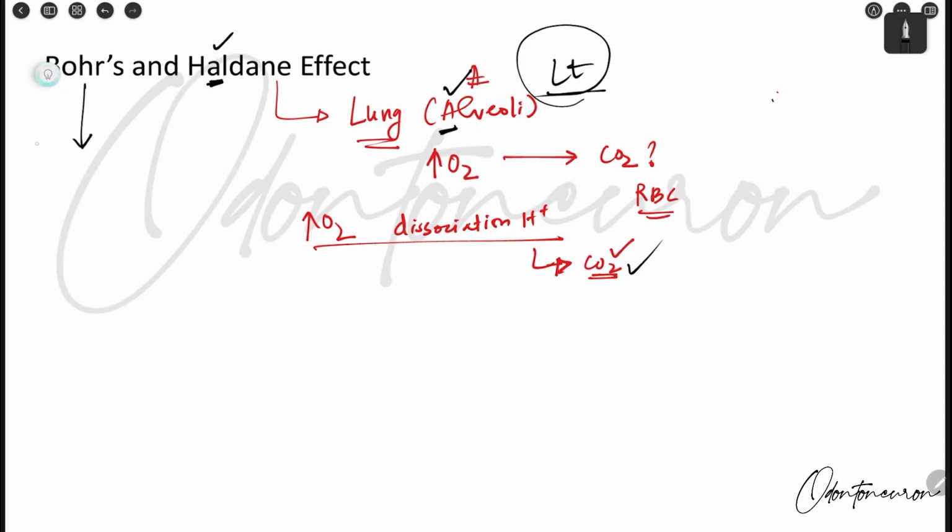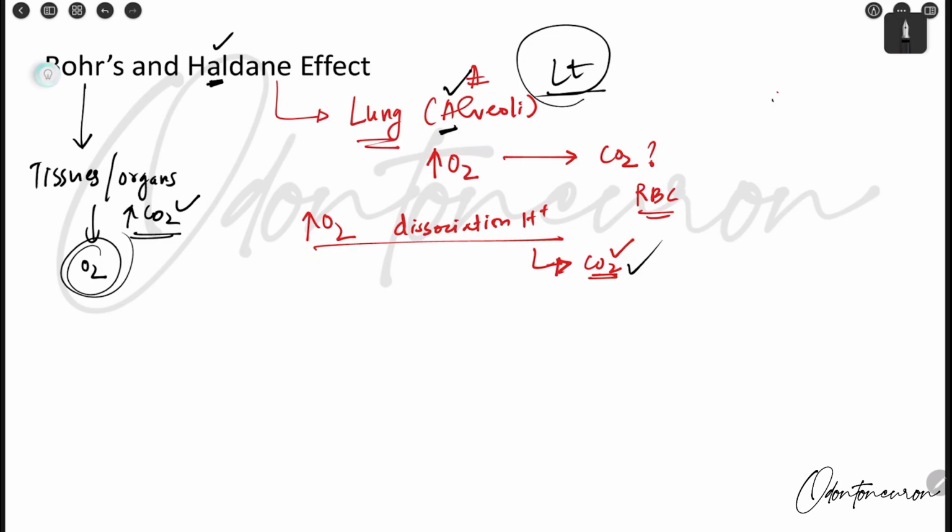Now what is Bohr's effect? Bohr's effect basically happens in tissues or organs. When there is a high CO2 level in peripheral tissues, it promotes a release of O2 from the RBC. That is known as Bohr's effect. Now, this oxygen will go to tissue only. That's what happens in peripheral tissue.